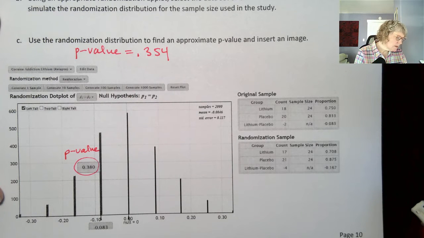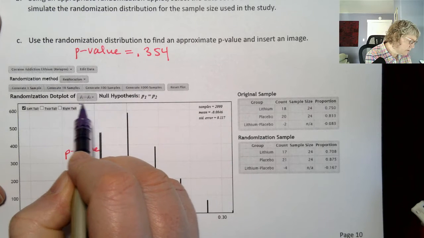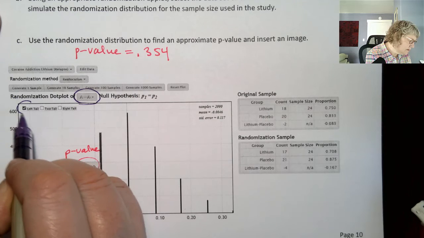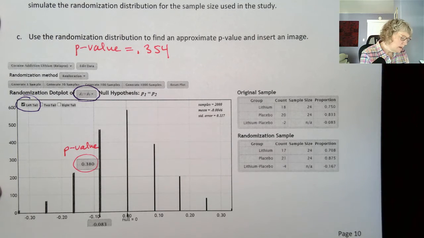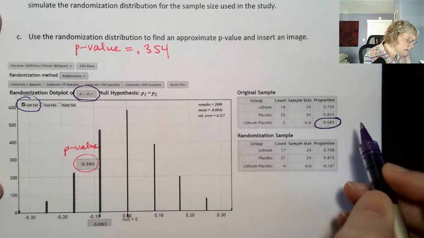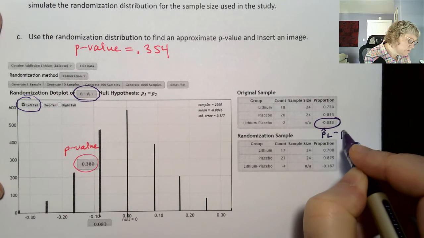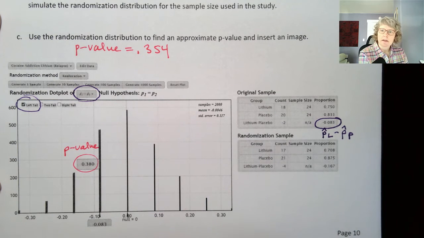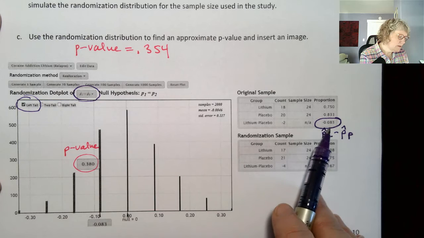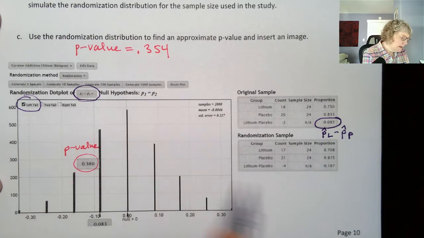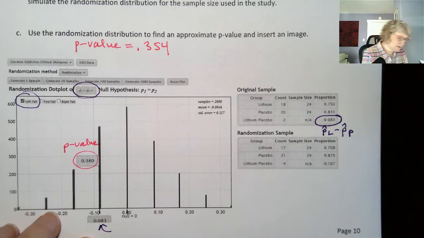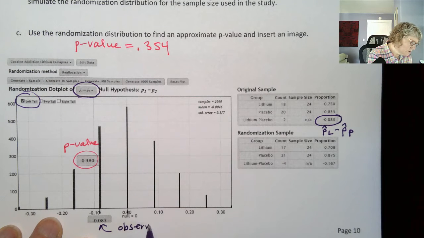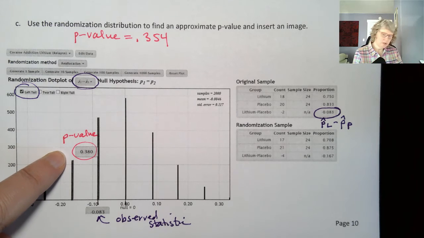Okay, so let's recap what we did on here. Remember we have p hat 1 minus p hat 2. This is a left tail test because smaller is what we're looking for. And here's our sample statistic, p hat L minus p hat P, and the output from the applet, negative 0.083. When we click left tail, we put that in on the horizontal axis. This is our observed statistic. We put that in and we get our p-value.